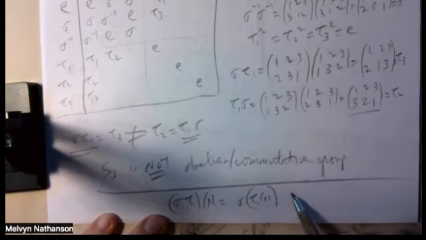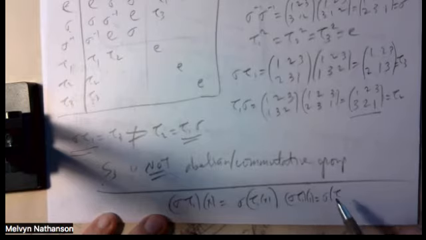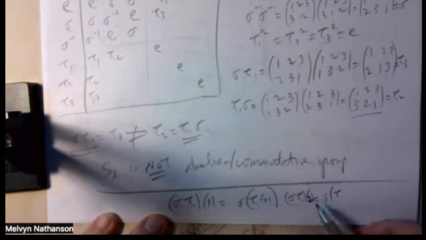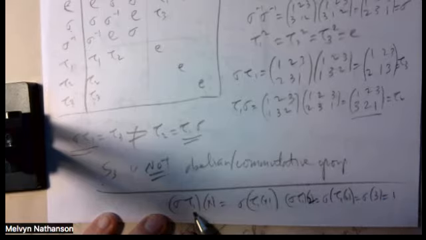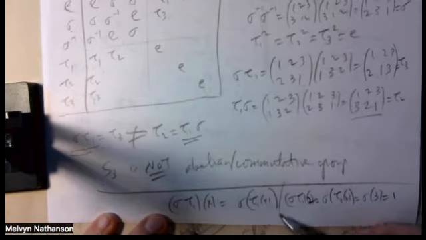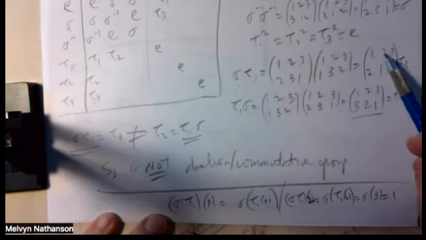So for example, sigma tau 1 applied to, let's say, 2 to make it more interesting. So sigma tau 1 of 2 is sigma of tau 1 of 2. Tau 1 of 2, so tau 1 fixes 1, interchanges 2 and 3. So tau 1 of 2 is 3. So this is sigma of 3. Sigma of 3 is 1. So sigma tau 1 applied to 2 gives me 1. Sigma tau 1 sends 2 to 1.